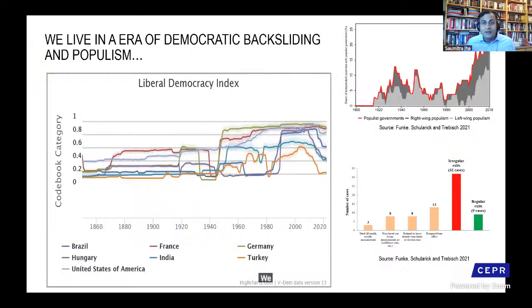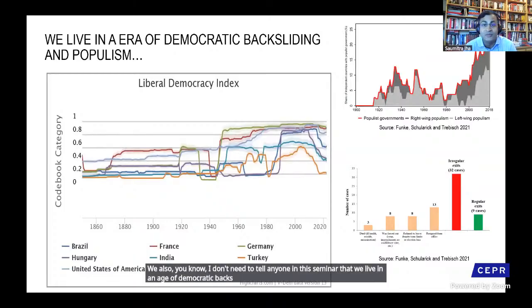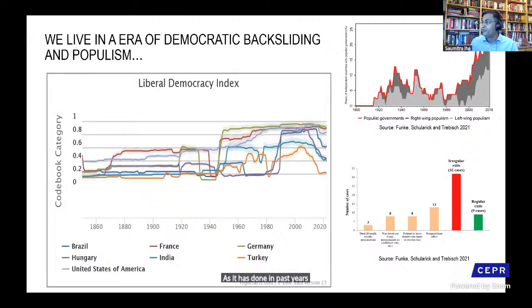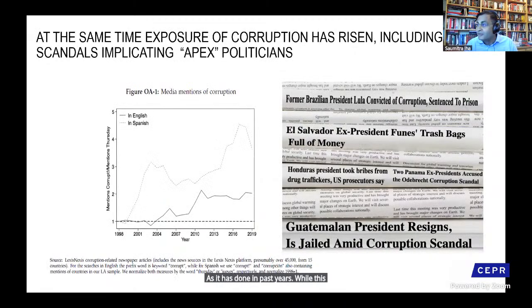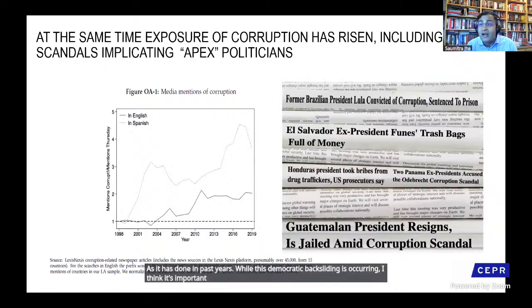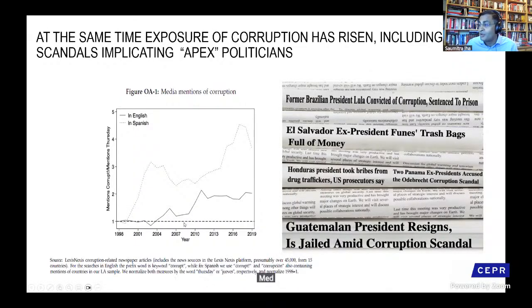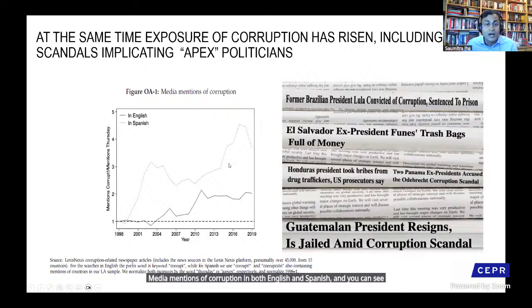I don't need to tell anyone in this seminar that we live in an age of democratic backsliding and populism. Every time there's an election, I think many of us hold our breaths, concerned that someone is not going to accept the outcome of the election, and it won't go as smoothly as it has done in past years. While this democratic backsliding is occurring, I think it's important to note that there have been trends in the exposure of corruption, including scandals implicating people at the very top of government. We scraped LexisNexis for media mentions of corruption in both English and Spanish, and you can see that the trends are going up.